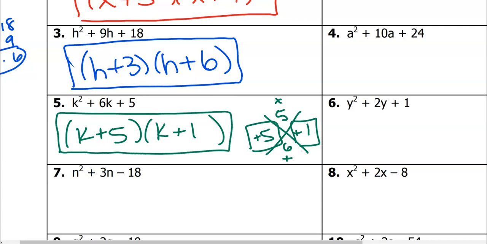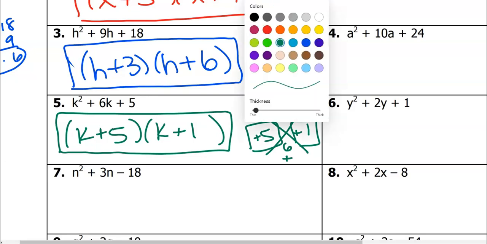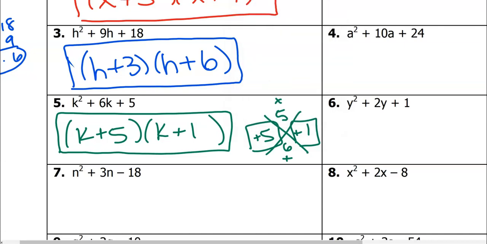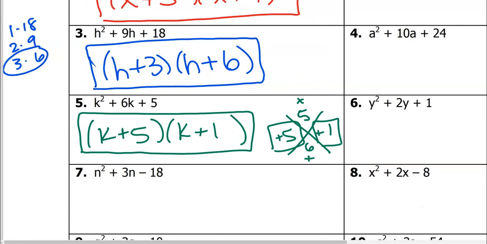Okay. Number 7. Do we see how there's a negative now? So now we need 2 numbers to multiply to give me -18, but they have to add to give me a +3. This is my multiply, this is my add.